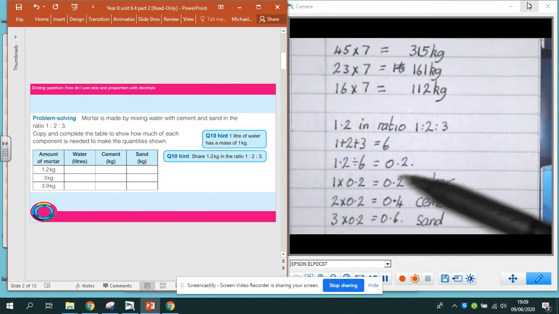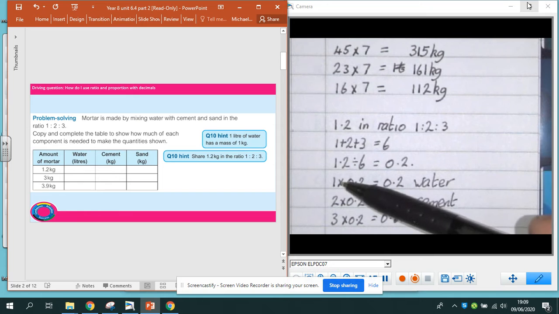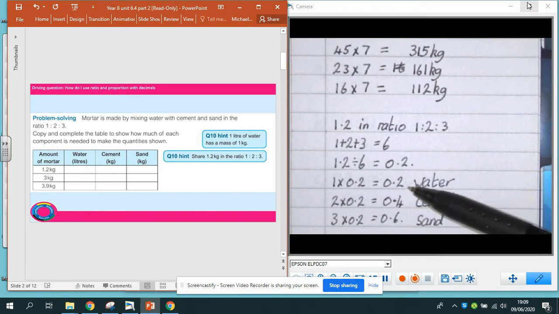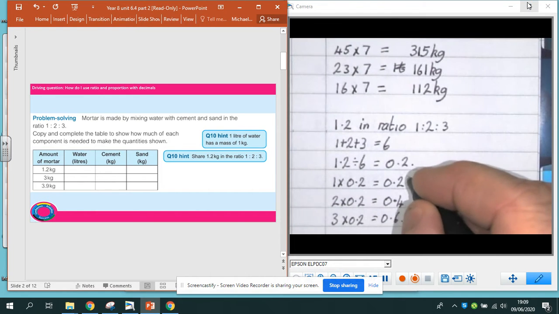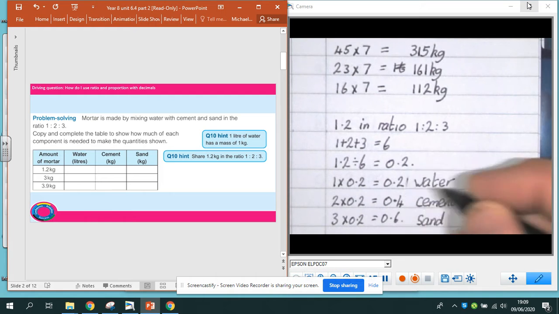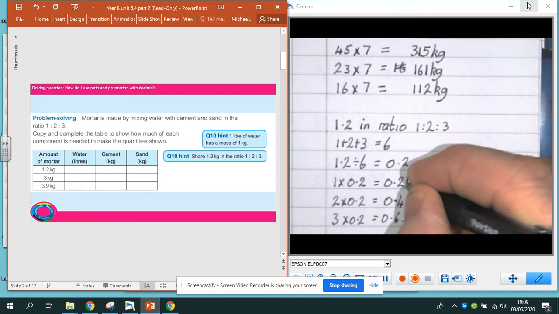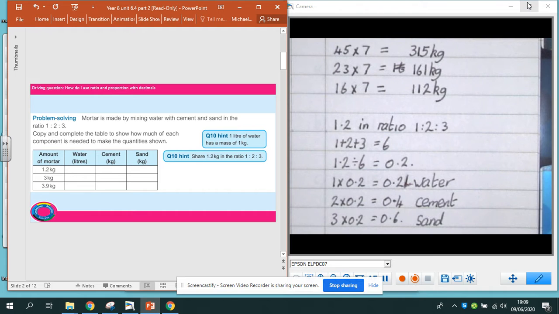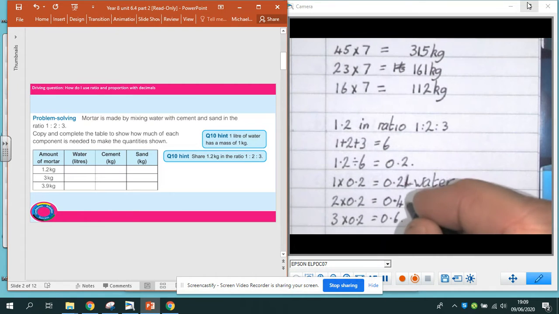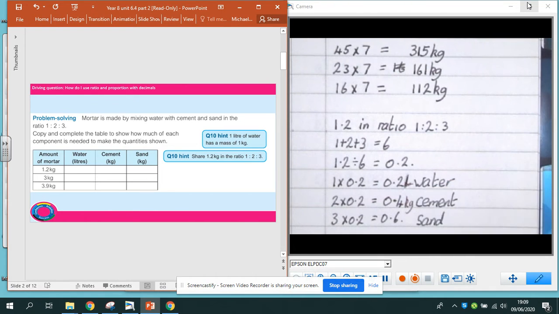So in terms of water, I need 1 times 0.2, which is 0.2 of a litre of water, because as we said, in terms of water, litres and kilograms are identical. 2 times 0.2 is 0.4 kilograms of cement, and 3 times 0.2 is 0.6 kilograms of sand.